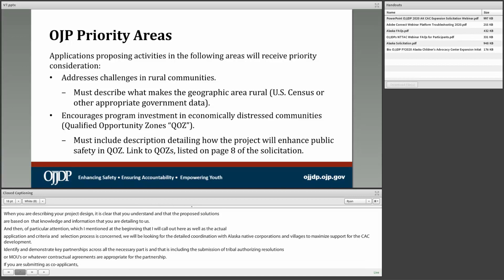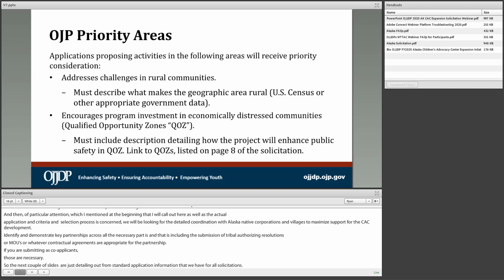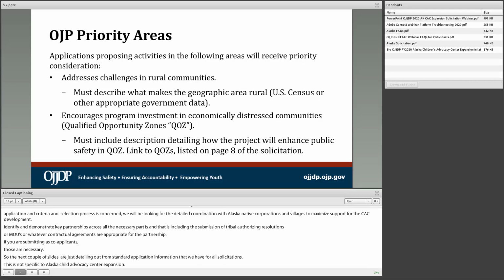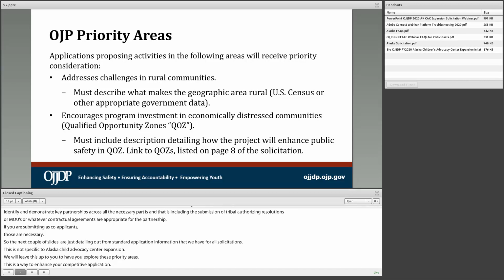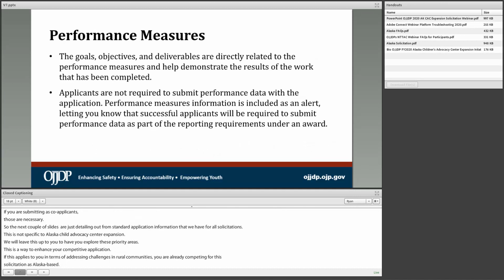So the next couple of slides are just detailing out some standard application information that we have for all solicitations. This is not specific to Alaska Child Advocacy Center expansion, but we will lift this up to you to have you explore these priority areas as a way to enhance your competitive application. So if this applies to you in terms of addressing challenges in rural communities, you're already competing for this solicitation as Alaska-based. So just give some extra attention to this section as it is an opportunity afforded all applicants at this stage or at this time across our agency competing for funds.